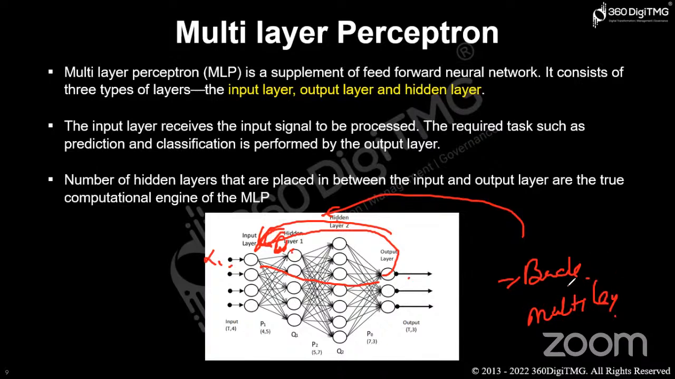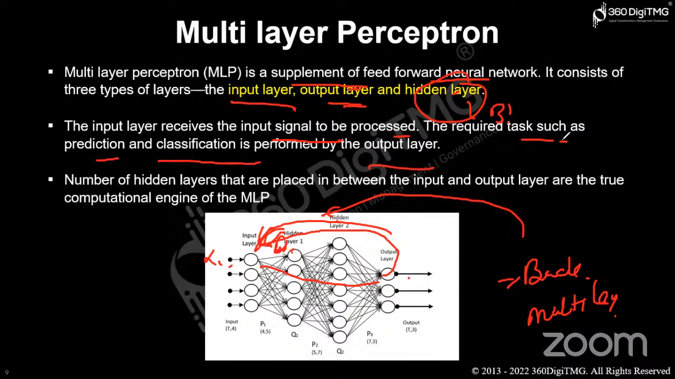Multi-layer perceptron is a supplement of the feed-forward neural network. It consists of 3 types of layers: input layer, output layer, and hidden layers. Whatever is happening in the hidden layer is kind of a black box technique. The input layer receives the input signal to be processed. The required tasks such as prediction and classification are performed by the output layer.